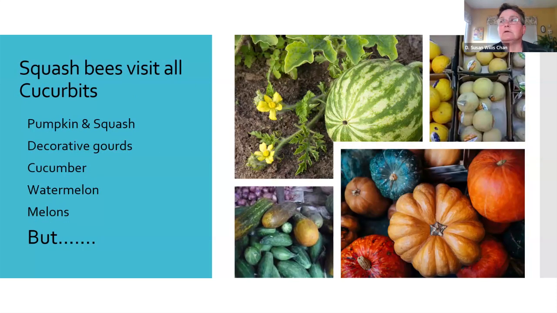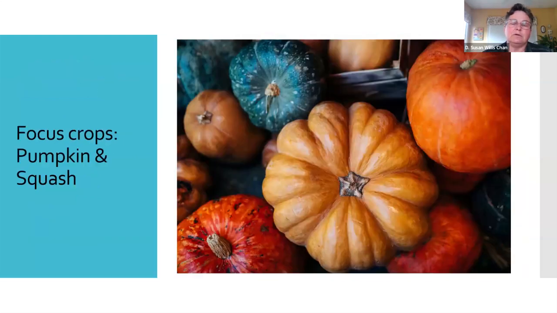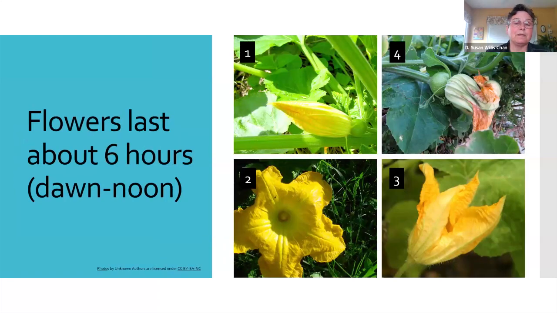So today we're focusing on cucurbit crops. And so just for clarification, what I mean by this is pumpkin and squash, decorative gourds, cucumber, watermelon, and melons. All of these are cucurbit crops. But the focus today is pumpkin and squash, and that is simply because these are the crops that are most closely associated with the bee that we're interested in, which is the squash bee.